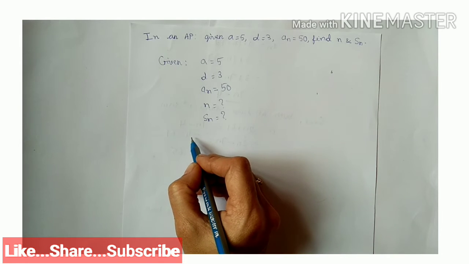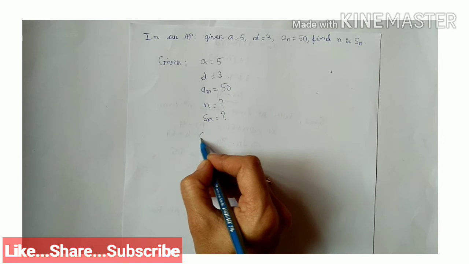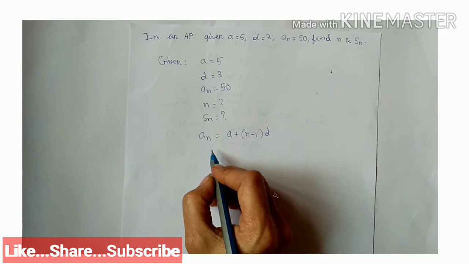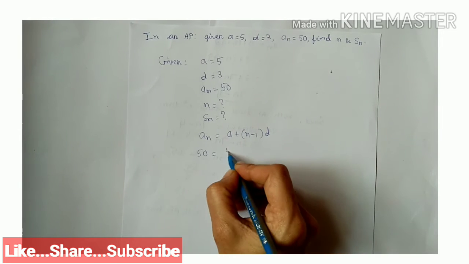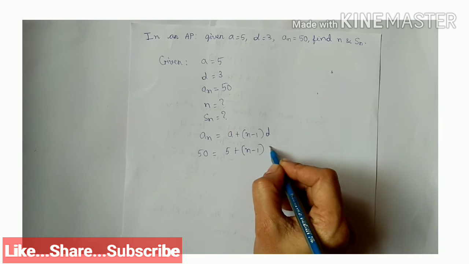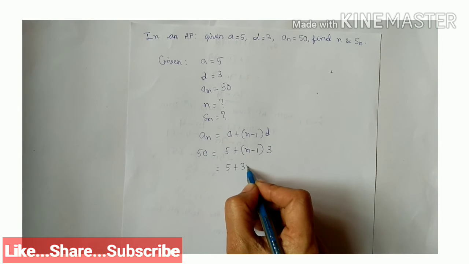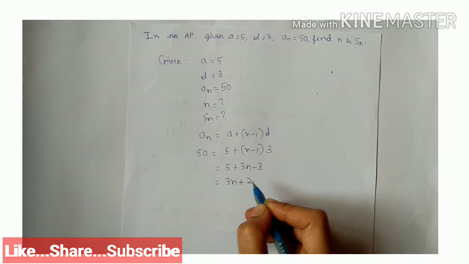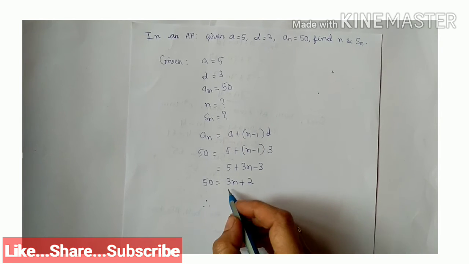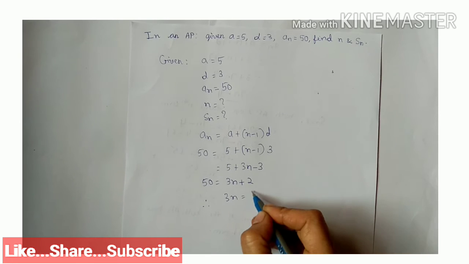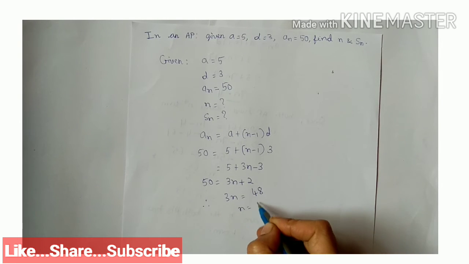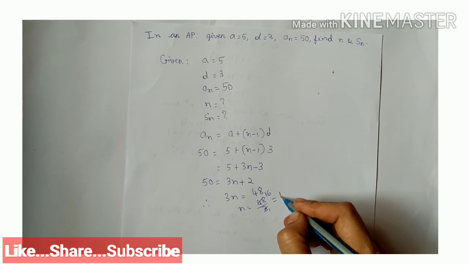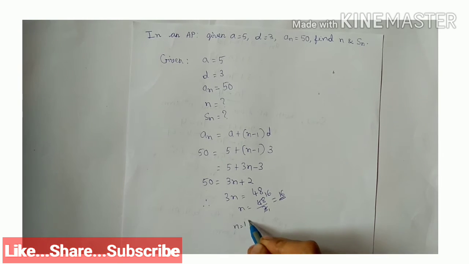Therefore, nth term of an AP is given by an is equal to a plus n minus 1 into d. Here an is 50, a is 5, d is 3. 5 plus 3n minus 3, or 3n plus 2 is equal to 50, or 3n is equal to 50 minus 2, 48. n is 48 by 3, 16. Therefore, n is equal to 16.